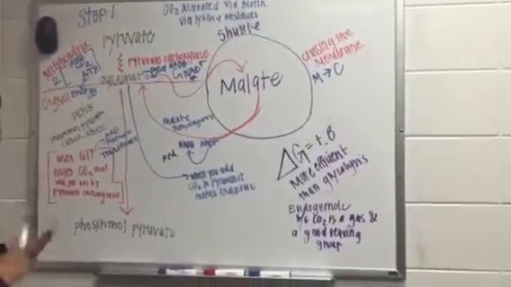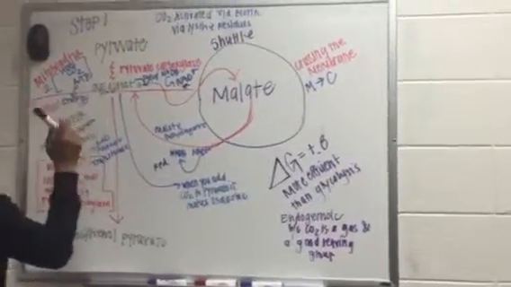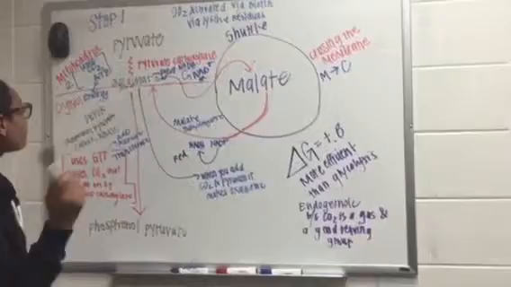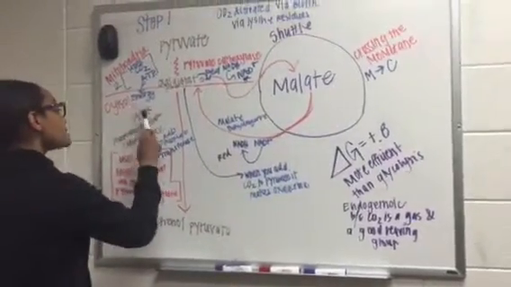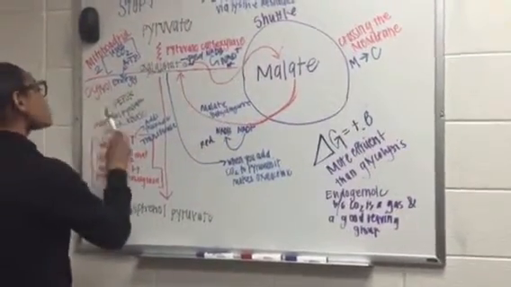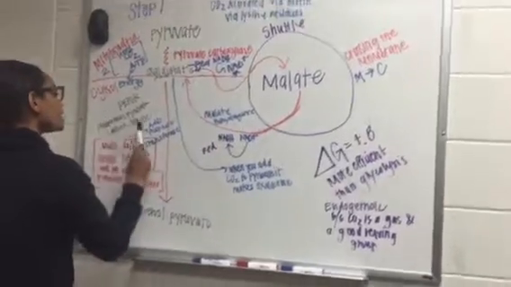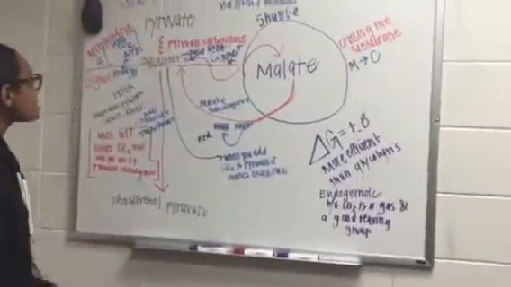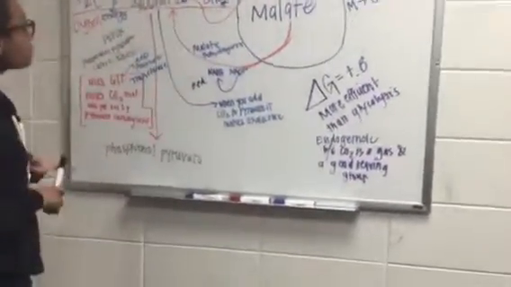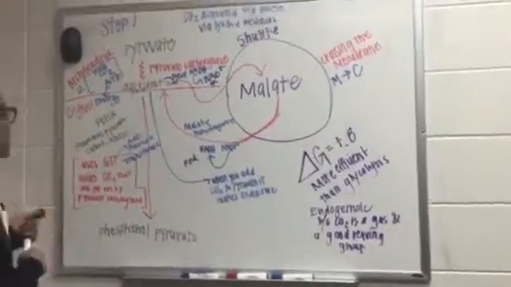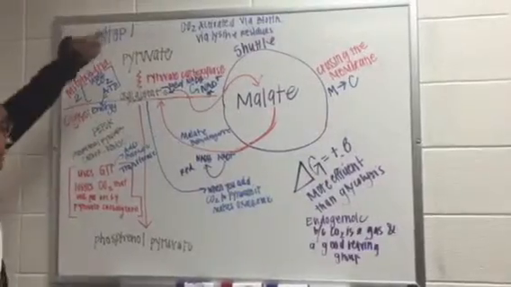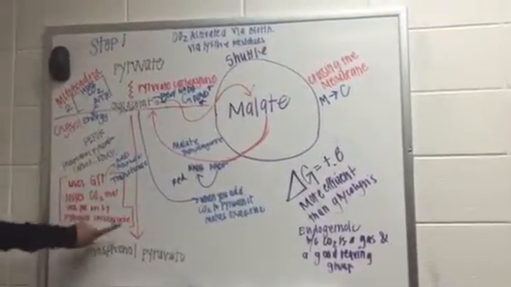Oxaloacetate can now be converted to phosphoenolpyruvate via PEPCK, which is phosphoenolpyruvate carboxykinase. What this does is use an ATP equivalent known as GTP, which adds a phosphate to it, and it also loses the CO2 that was added earlier by the pyruvate carboxylase.